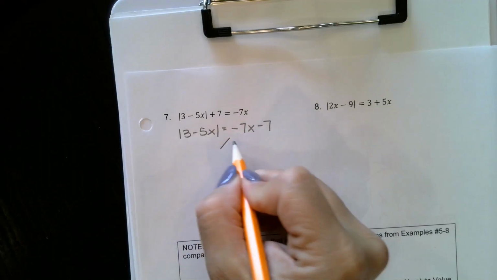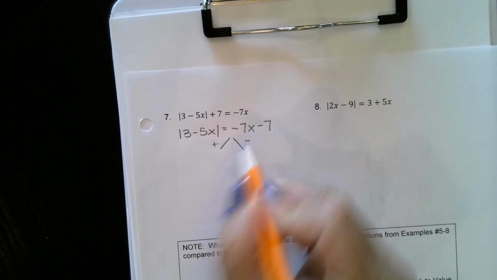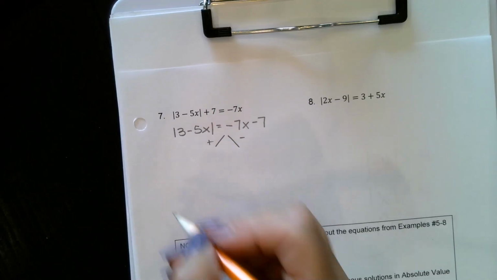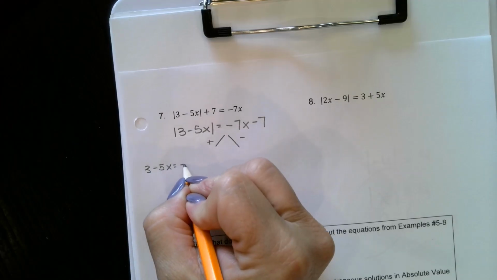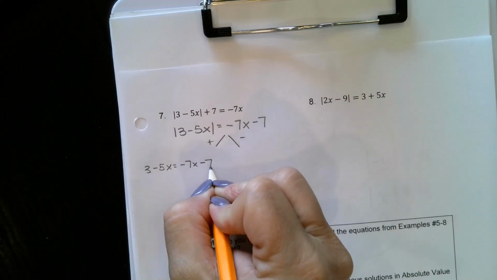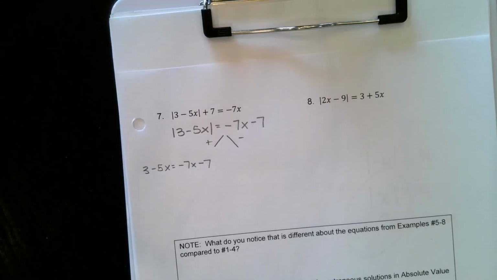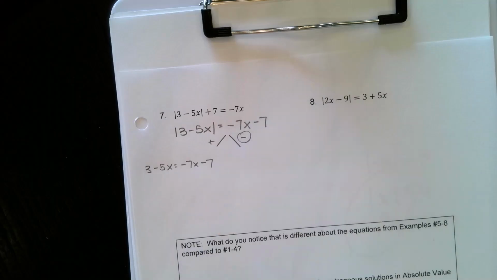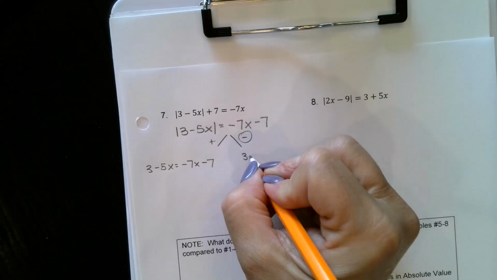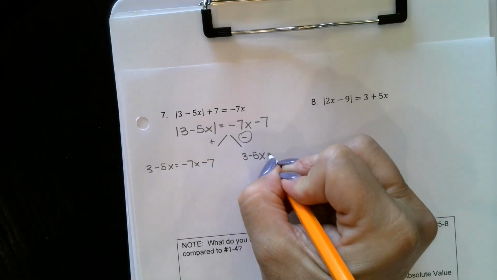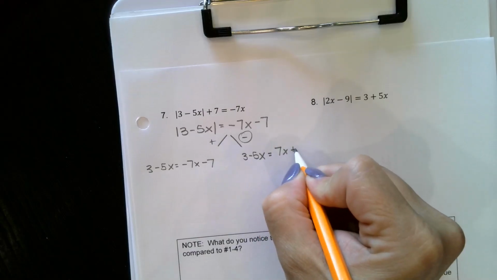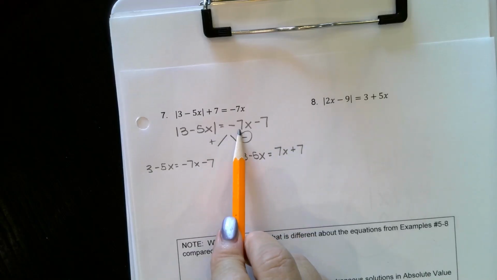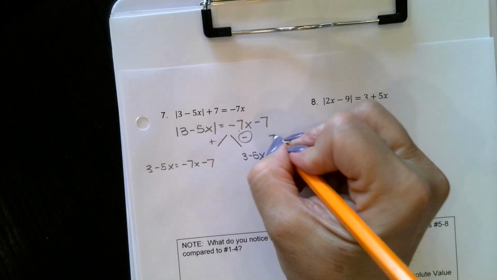Well, now I'm going to do the same thing that I've always done. I'm going to have one positive and one negative. So I'll have 3 minus 5x equals -7x minus 7. Okay, nothing changes. Now for this one, this negative means I'm multiplying the whole right side by a negative number. So I drop my absolute value bars, and then I have 7x plus 7. So this became positive, and this became positive, because really I'm doing this.